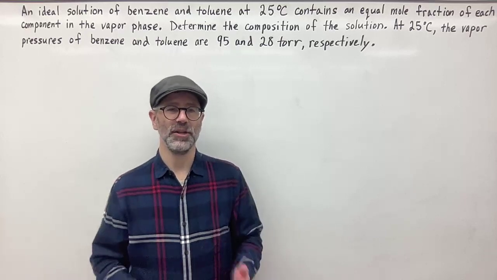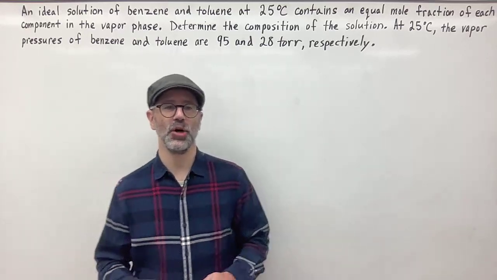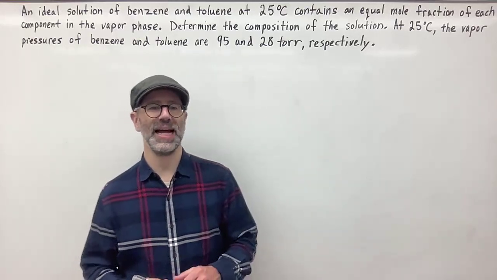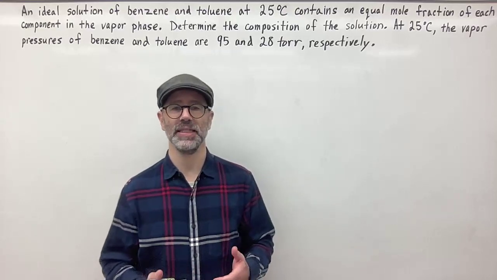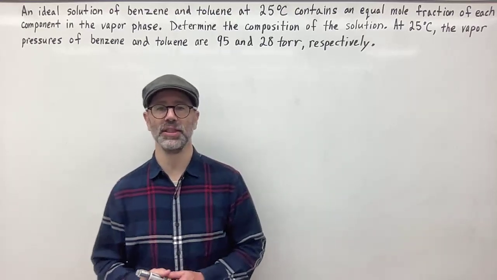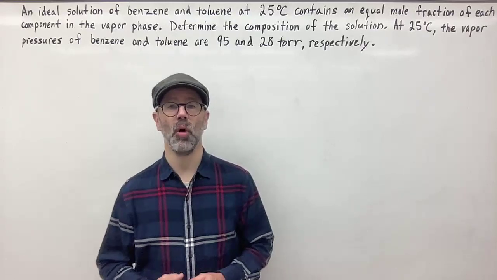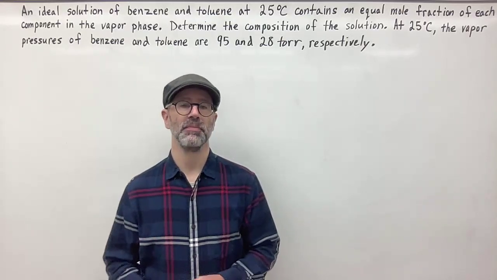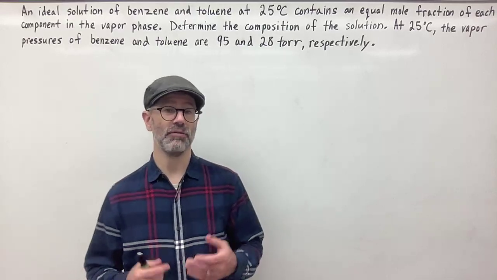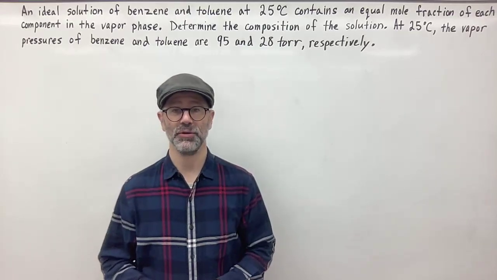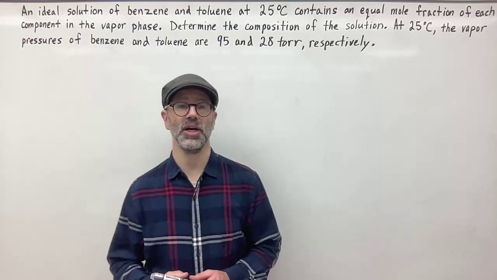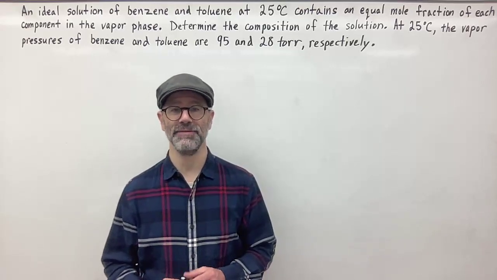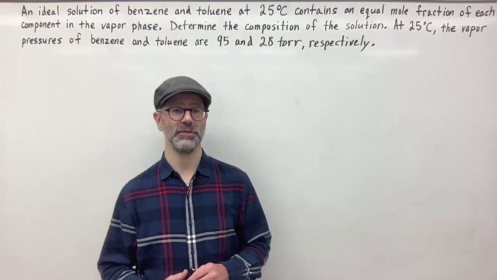Okay, so the first thing we want to do is read the question. In this problem, we're told an ideal solution of benzene and toluene at 25 degrees Celsius contains an equal mole fraction of each component in the vapor phase. Determine the composition of the solution. At 25 degrees Celsius, the vapor pressures of benzene and toluene are 95 and 28 torr, respectively.